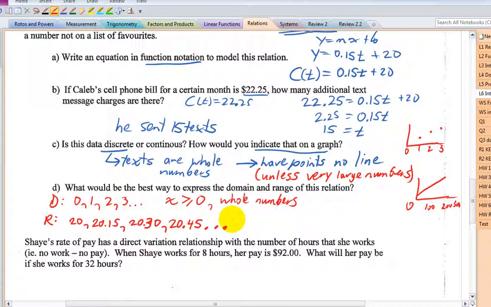So just get the first 3 or 4, show the pattern, and put dot, dot, dot, and you're fine. Could you write that as an inequality as well? You could. You could say y is greater than or equal to $20, and you're going up by increments of 15 cents. Now, that's not the best answer. It's a little too wordy. I mean, just show the pattern. That's the best answer, okay? Is to just show that. That's best. And by best, I mean easiest for you guys. Any questions?